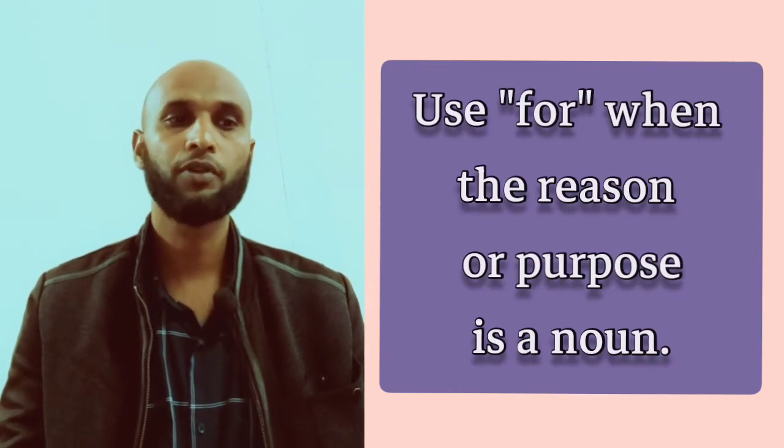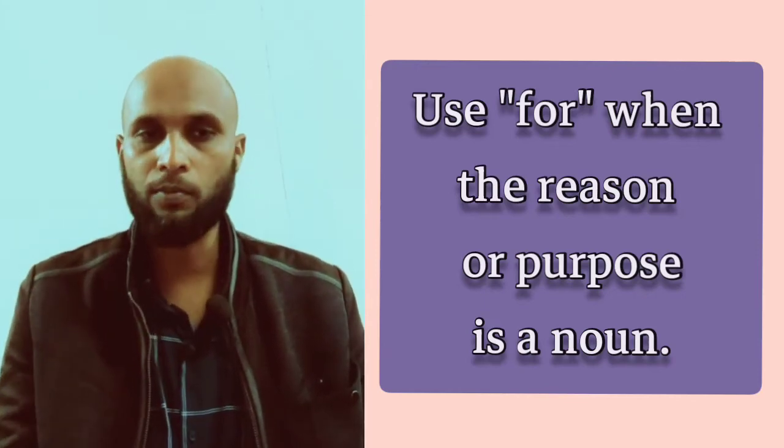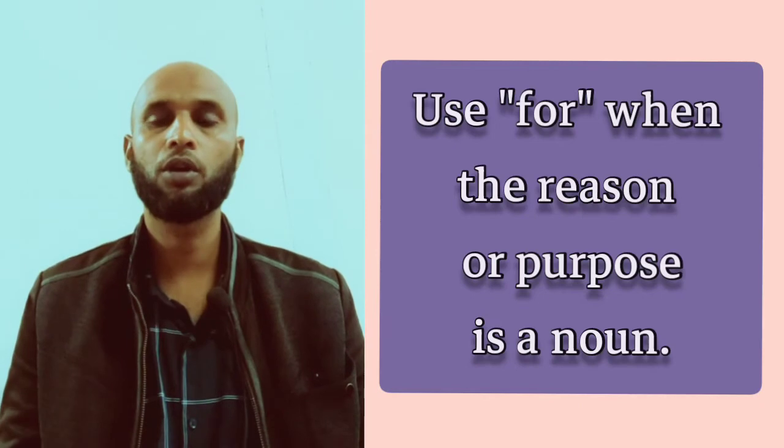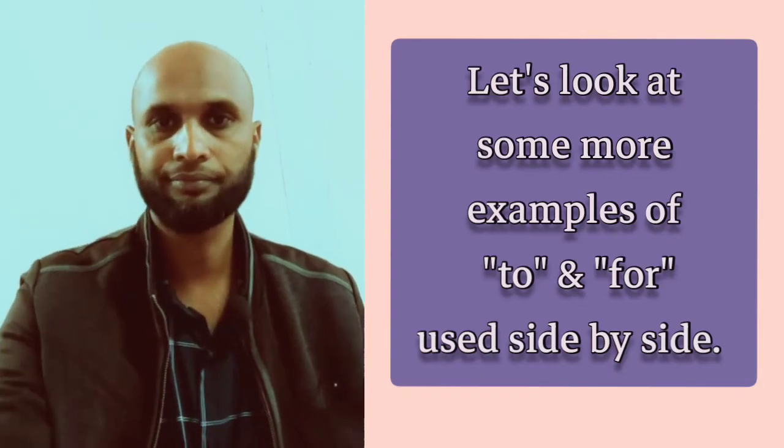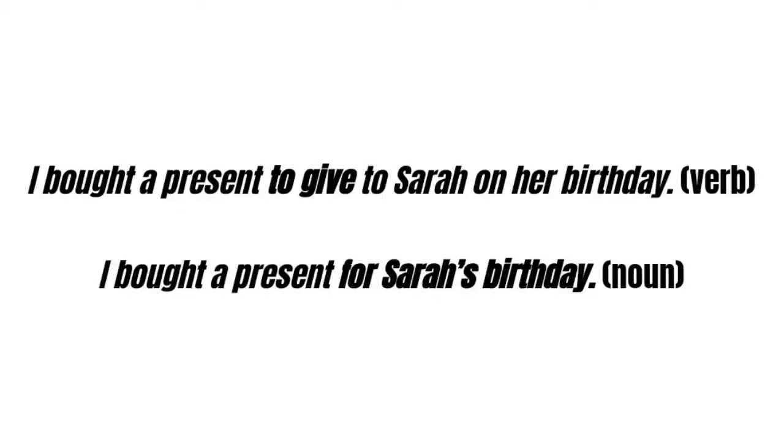That's all. Let's look at some more examples of to and for used side by side so that you can understand them better. I bought a present to give to Sarah on her birthday. To give. So give is a verb. If the reason or purpose is a verb, then you have to use to with it.